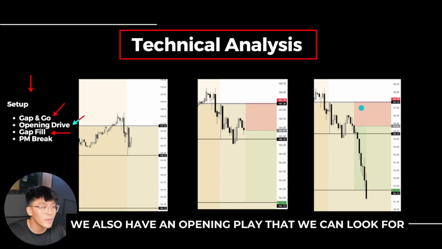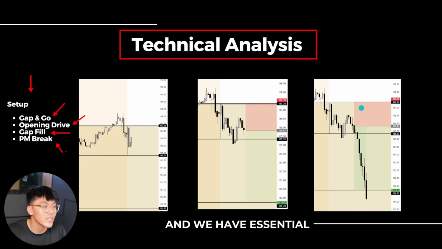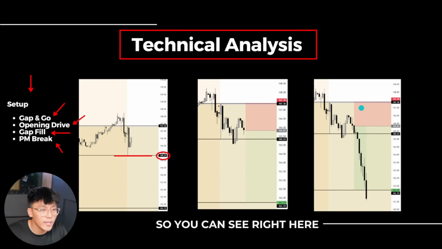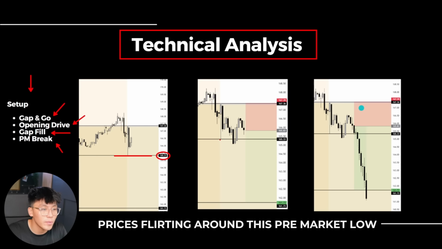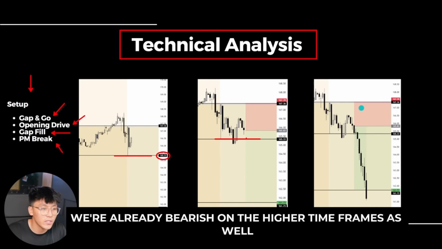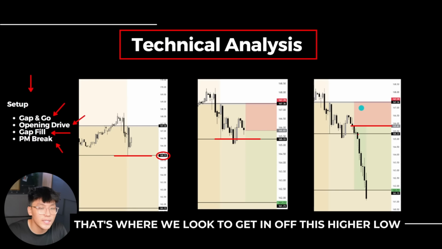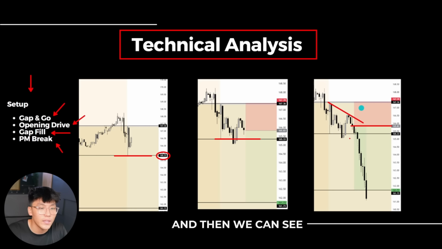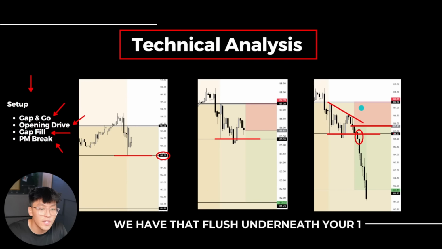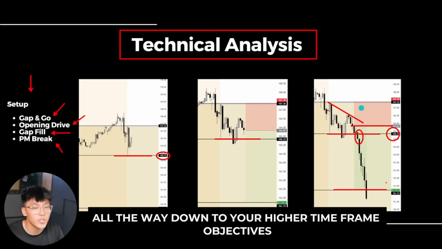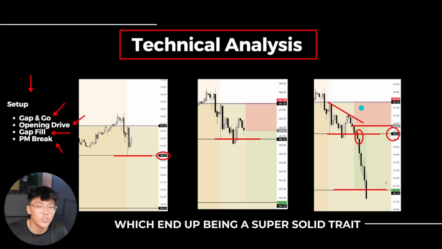We also have an opening play that we can look for, and we have essentially your pre-market low break towards the downside. So you can see right here, we had your pre-market low drawn out, which is your 165 level. You can see price is flirting around this pre-market low. We're already bearish on the higher time frames as well. I'm going to be showing you guys that we're relatively weak, and that's where we look to get in off this higher low. And then we can see we have that flush underneath your 165.3 level all the way down to your higher time frame objectives, which end up being a super solid trade.